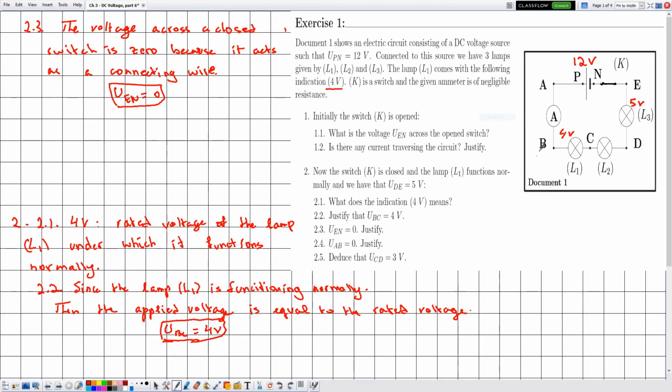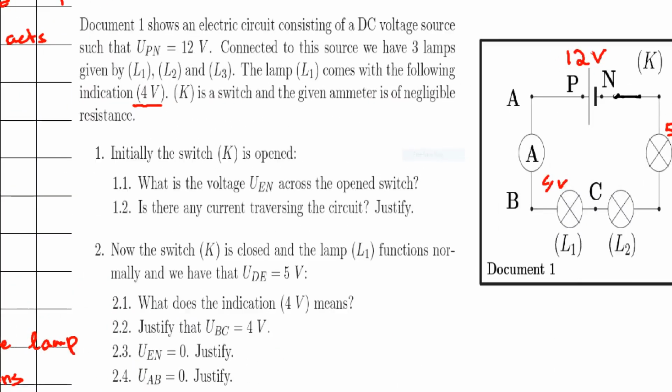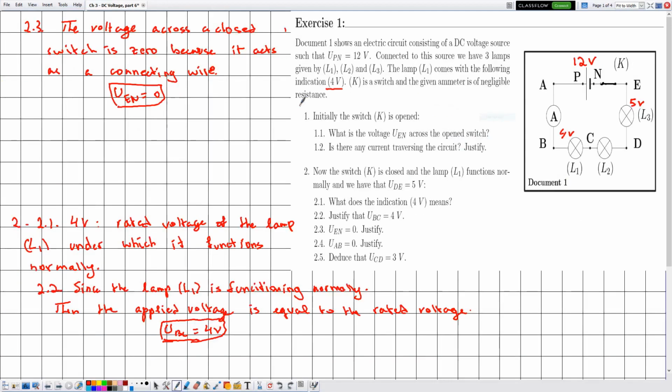Now in 2.4 they are telling me UAB is equal to 0, justify. So UAB is the voltage across the ammeter, and the voltage across the ammeter is 0 because the ammeter is of negligible resistance.